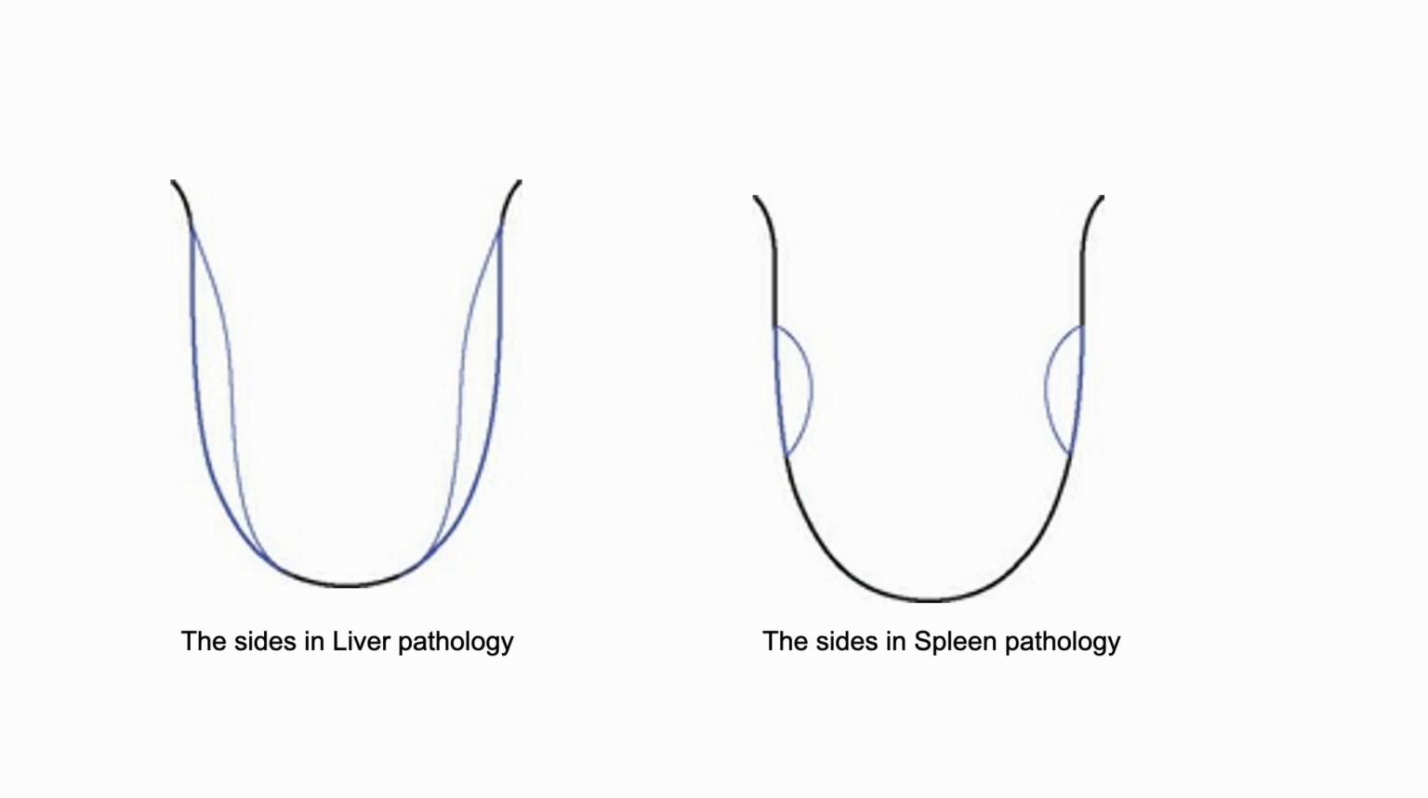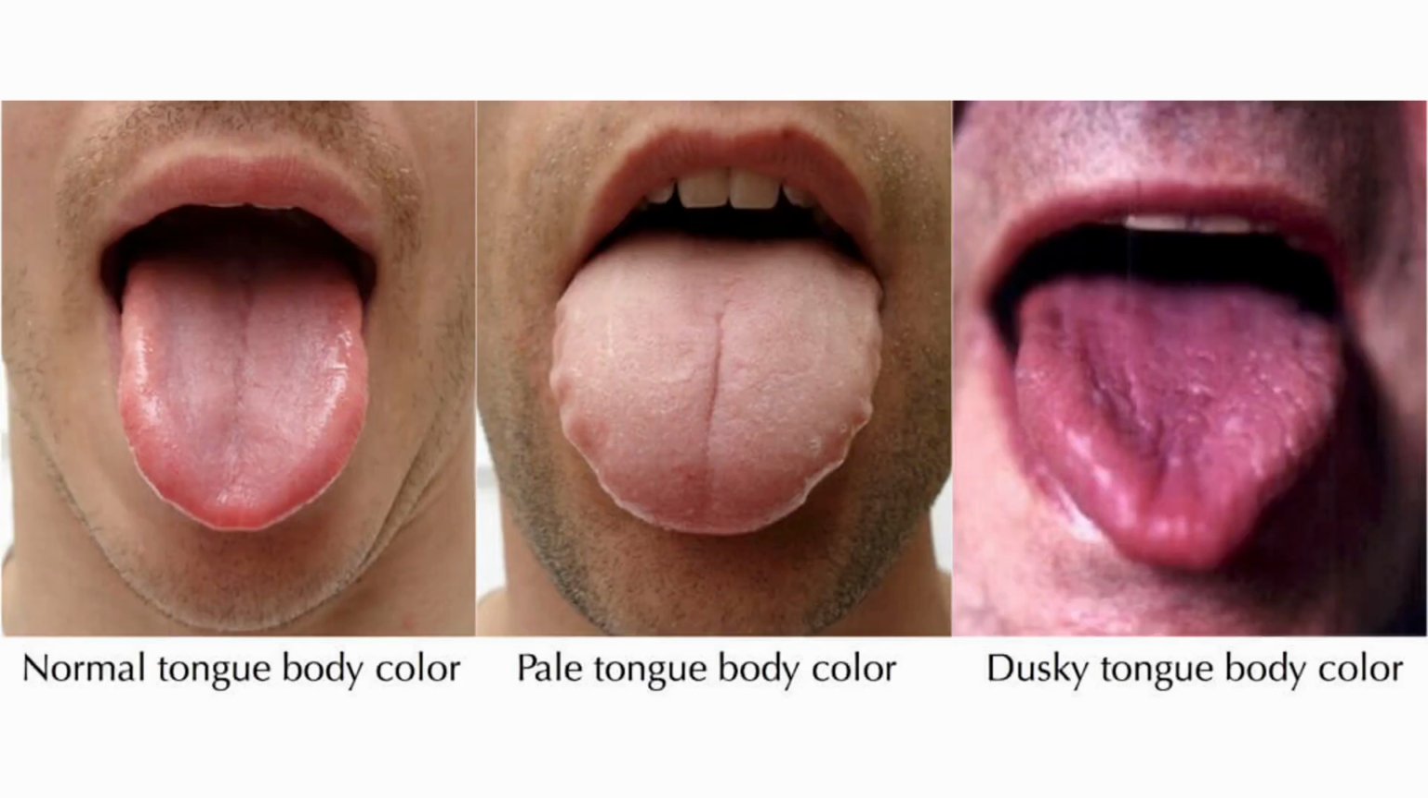Although the sides of the tongue correspond to liver and gallbladder, they may also, under certain circumstances, reflect conditions of the spleen. A pathology of the liver, such as heat, is reflected along the whole side of the tongue, while one of the spleen is also reflected on the sides, but only in the central section. This applies to both redness and swelling.